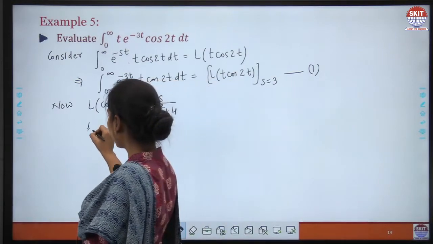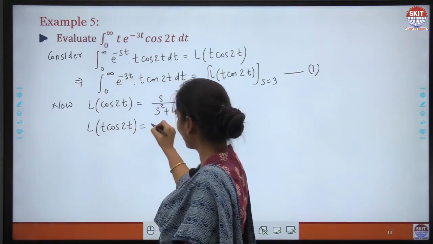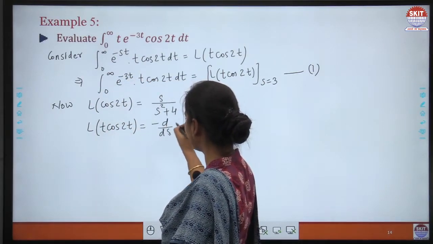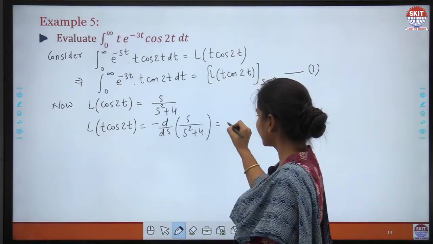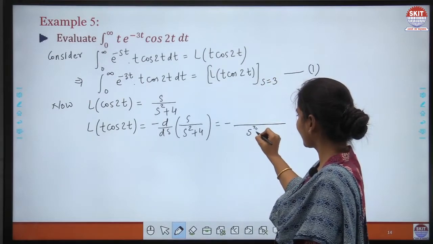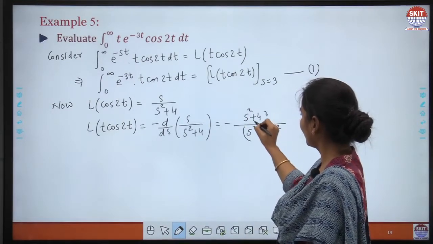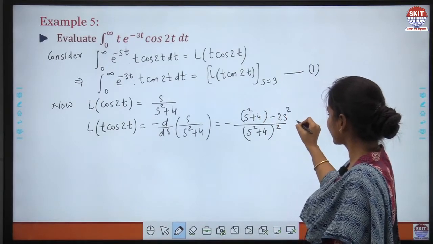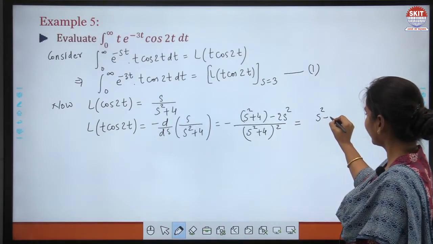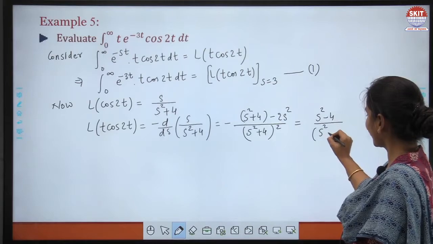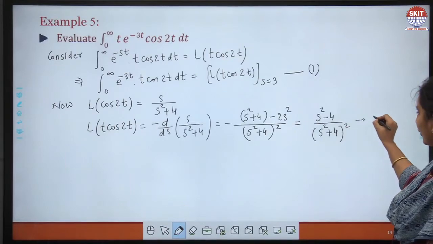The next term is Laplace of t cos 2t. By the multiplication by t property, we can write minus of d by ds of s upon s square plus 4. This gives us minus, as it is, I have (s square plus 4) whole square in the denominator. Then I have s square plus 4, then I have minus of 2s square, which on simplification gives us (s square minus 4) upon (s square plus 4) whole square. So this is Laplace of t cos 2t.